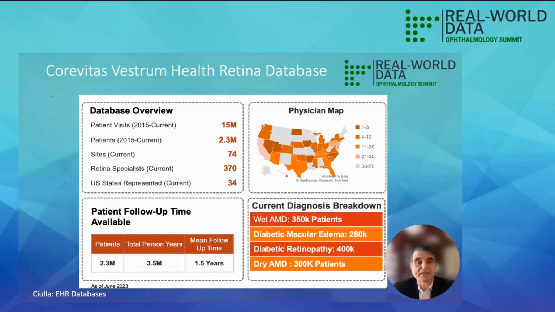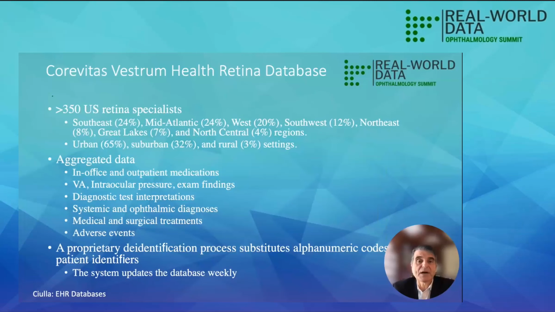Another EHR-based database is the Corvitas Vestrum Health Retina database. It includes 2.3 million unique patients and 15 million patient visits from U.S. retina physicians. Importantly, as a retina specialist database, it differs from the IRIS registry, which instead includes all specialties. The database includes a panel of over 350 U.S. retina physicians. It is geographically diverse, and like the IRIS registry, available data includes patient history, exam findings including visual acuity and intraocular pressure, as well as diagnosis. Once again, there's limited ability to query imaging.